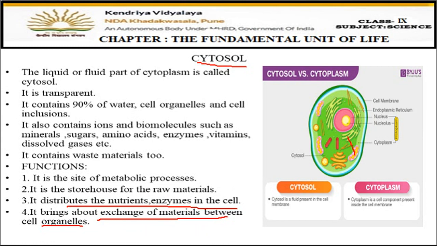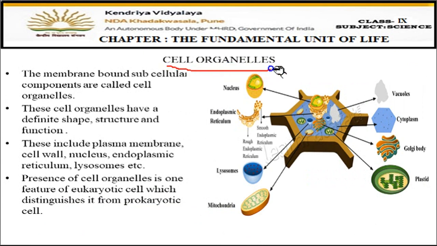Okay. Now next is cell organelles. Cell organelles means the membrane bound subcellular components. They are membrane bound, means they all have their own membranes surrounding them, and they are present in the cytoplasm of the cell. So they are called membrane bound subcellular components. They are the subcomponents of the cell, as they are present inside the cell. So they are the parts of a cell, right? And they are called the cell organelles.